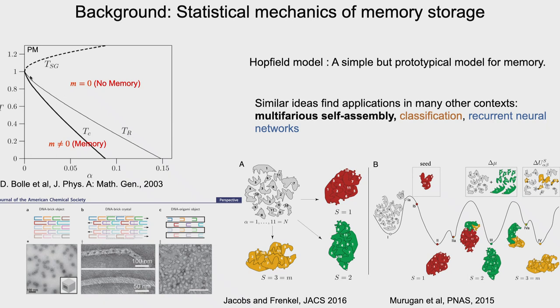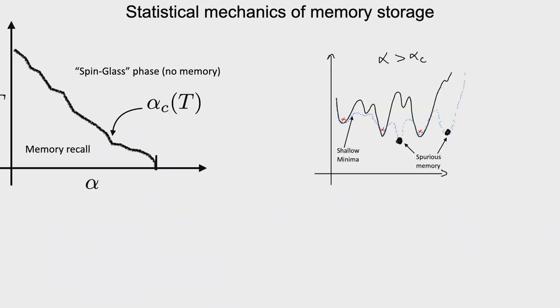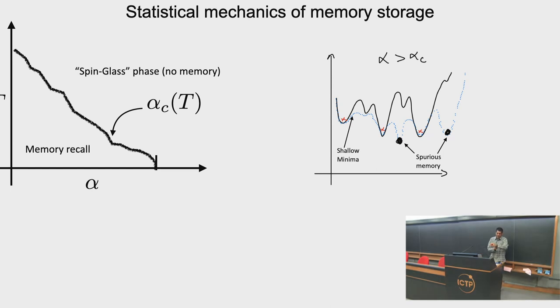And there's also a further line up here denoting a different kind of transition that I'm happy to talk to you about later on. These ideas find applications in many contexts, from self-assembly, recurrent neural networks, and even things like transformers and ChatGPT, it turns out, in a more modern context. OK, so this is what we have. This is the picture we have.